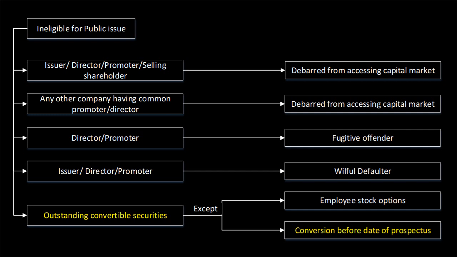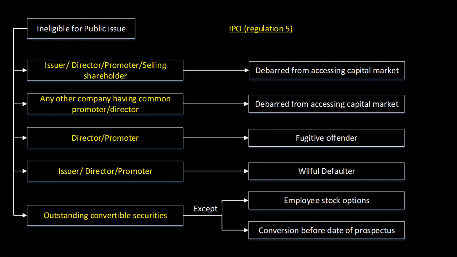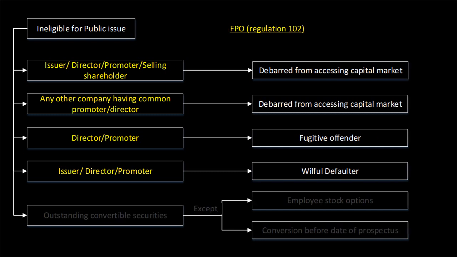So there were the total 5 situations where a company cannot issue its securities. All these 5 situations are given under regulation 5 of Sebi ICDR regulations, and disqualify any issuer from IPO. However, only the initial 4 situations are given under regulation 102 of Sebi ICDR regulations, which disqualifies any issuer from FPO. So situation number 5 is only applicable in case of IPO and not for further public offer.